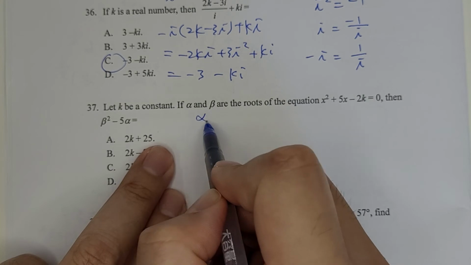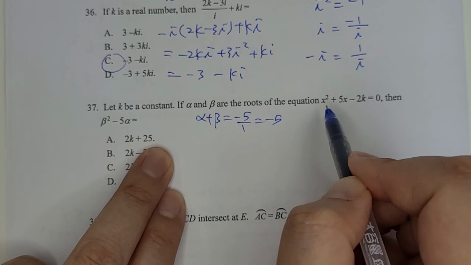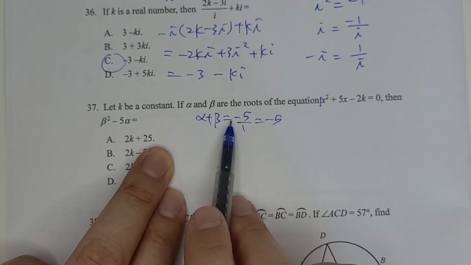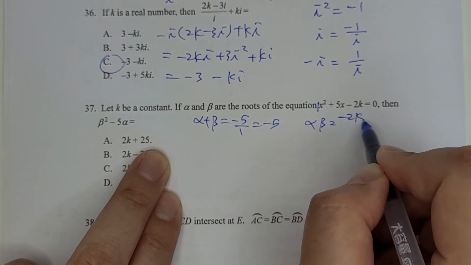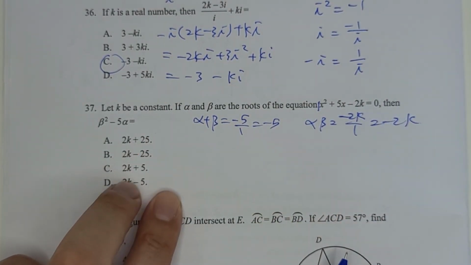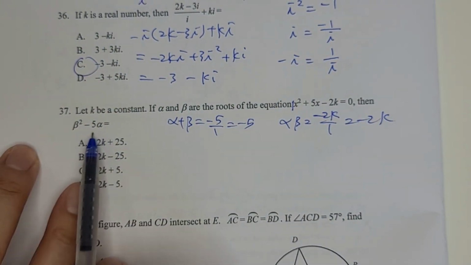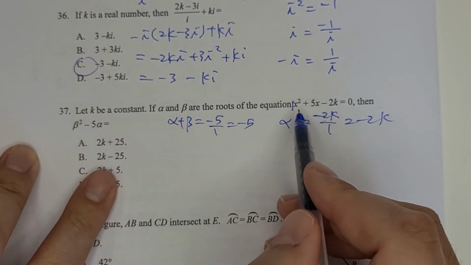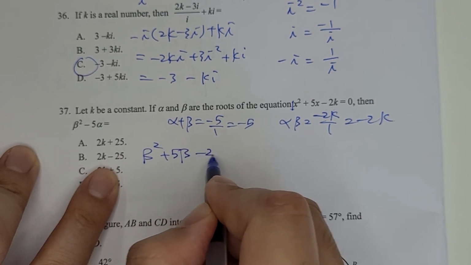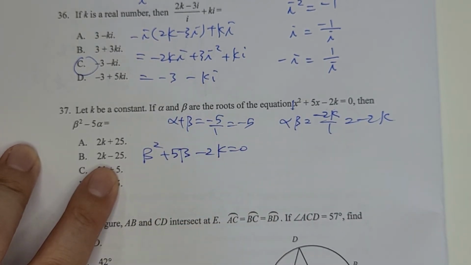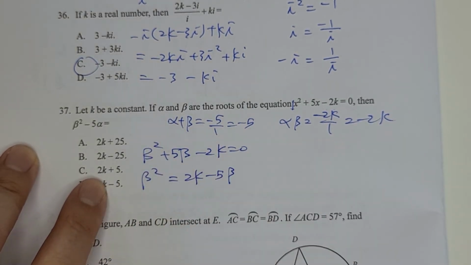So first of all, you know alpha plus beta will be negative 5 over 1, that's negative 5. There's 1x squared right here, so negative b over a. Alpha times beta, that is negative 2k over 1, that is negative 2k, the product of roots. Now I want to find beta squared minus 5 alpha. Substitute beta in this equation: beta squared plus 5 beta minus 2k equals 0, okay? And you will know that beta squared would equal 2k minus 5 beta.